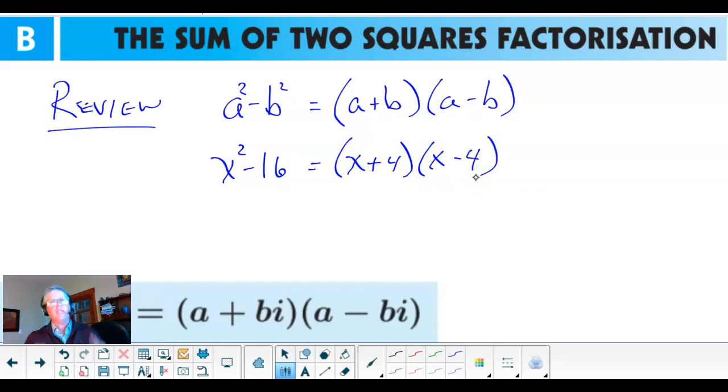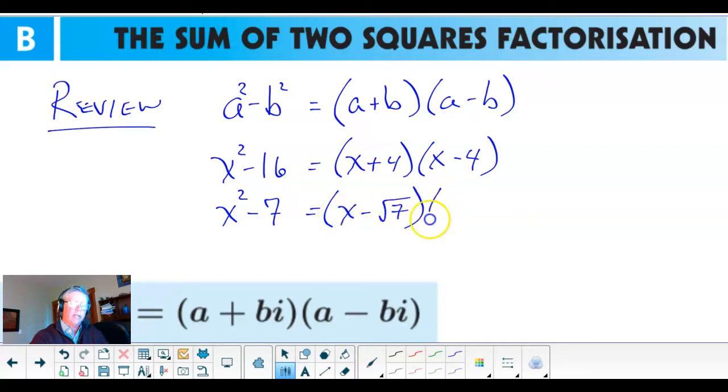Oh, Mr. Sayers, you always pick these really hard examples that nobody can understand. Yeah, what if x squared minus 7? Well, I can't do that because there's no number times itself that gives you 7. Or is there? All you're doing is taking the square root of 16. That's why it makes it easy. Well, what's the square root of 7? Square root of 7. So don't be scared. Don't be scared.